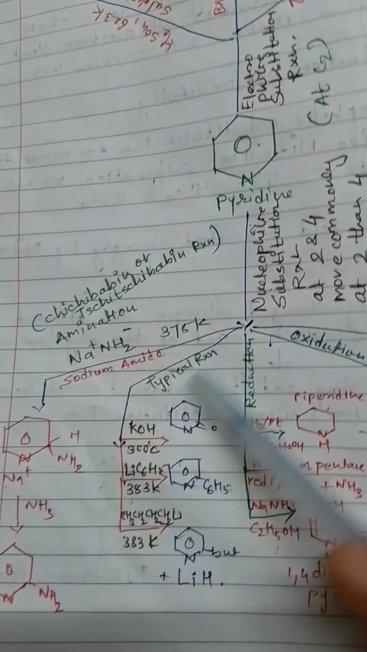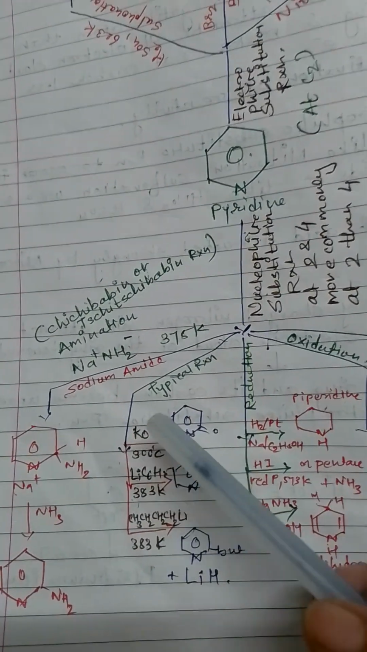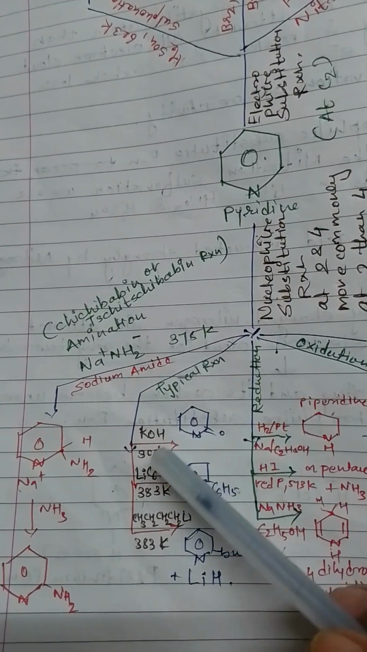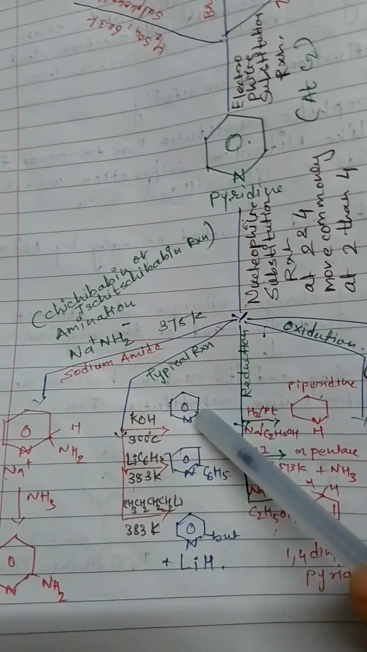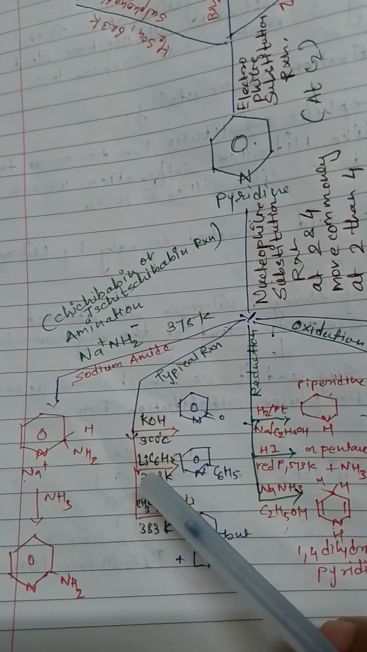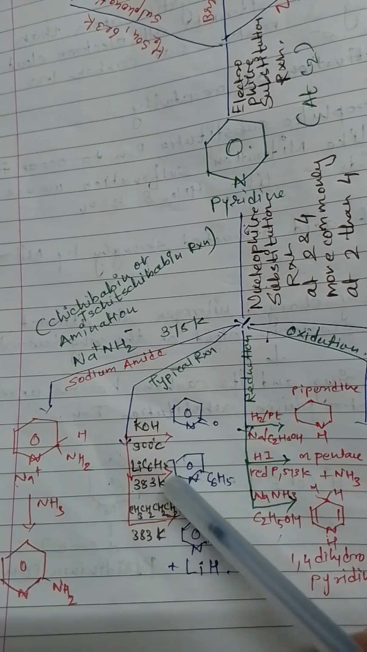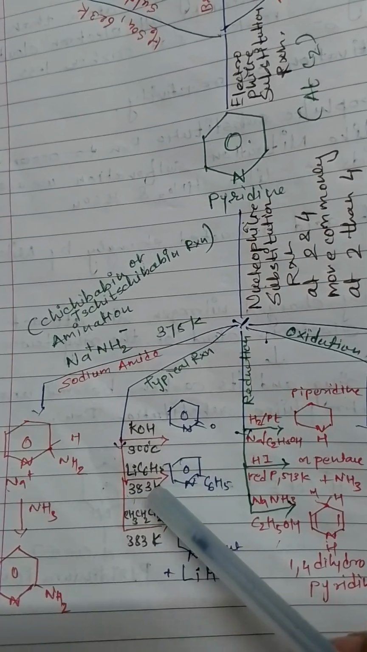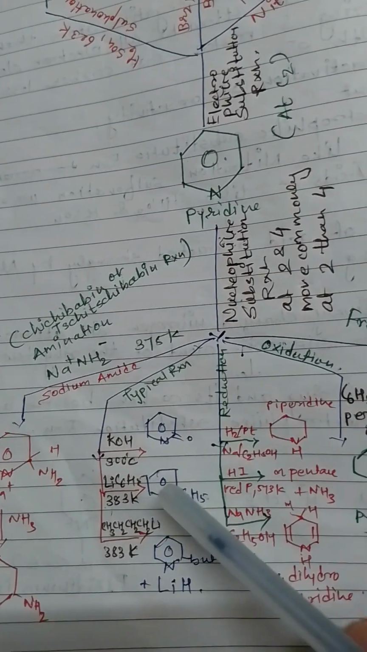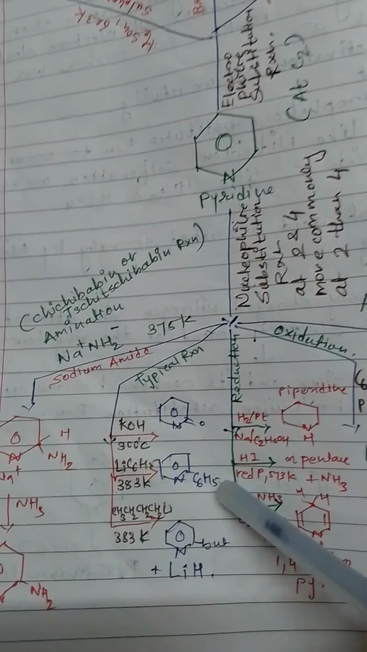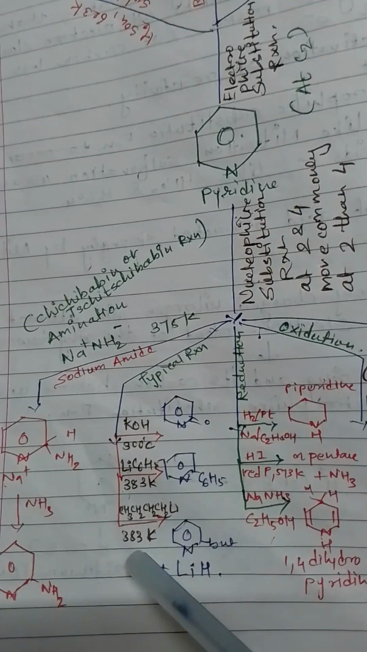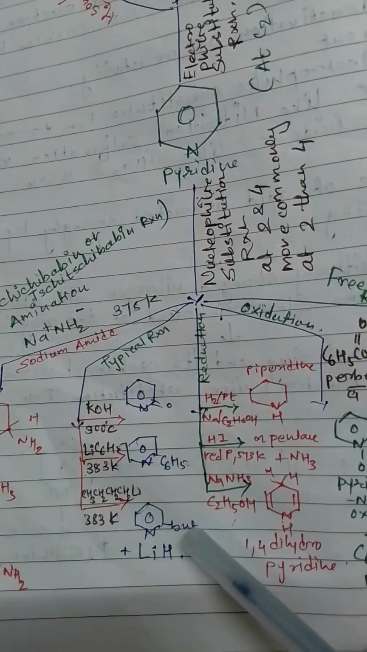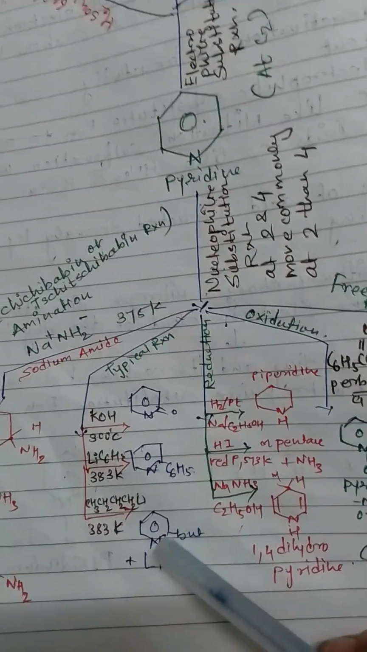Now some typical reactions. In presence of potassium hydroxide at 300 degrees centigrade, it will form pyridine 2 ketone. Then with phenyl lithium at 383 degree Kelvin, it will form 2 phenyl pyridine. Then with butyl lithium at 383 Kelvin temperature, it will form 2 butyl pyridine.